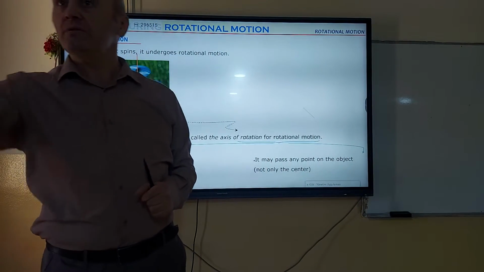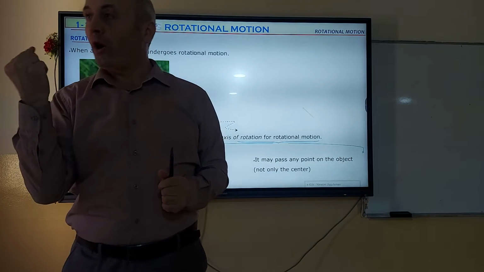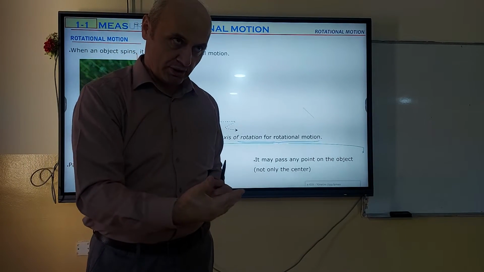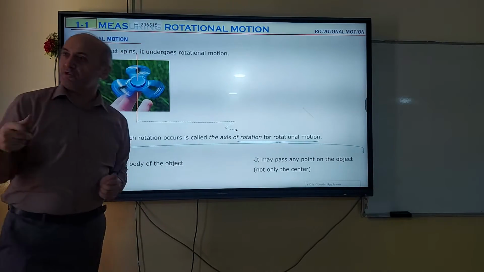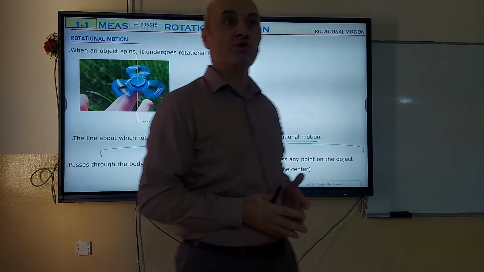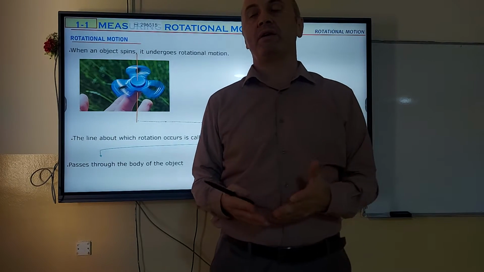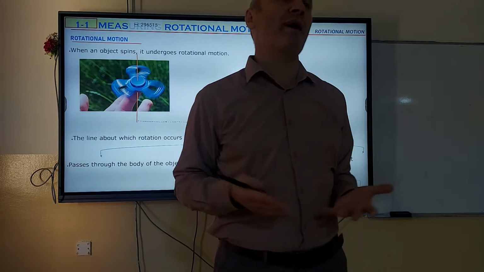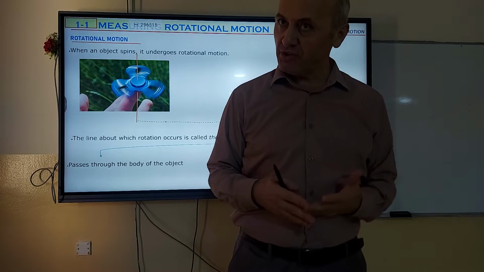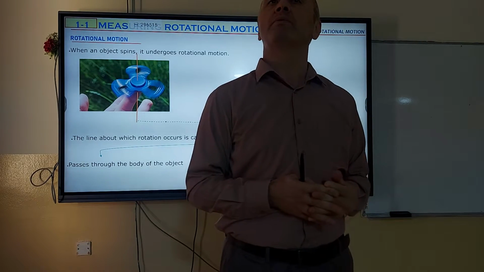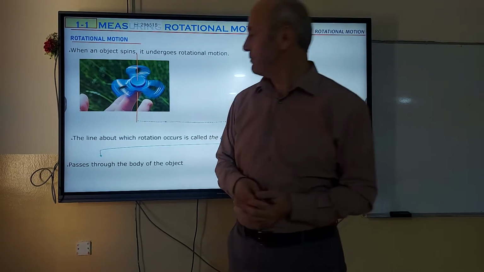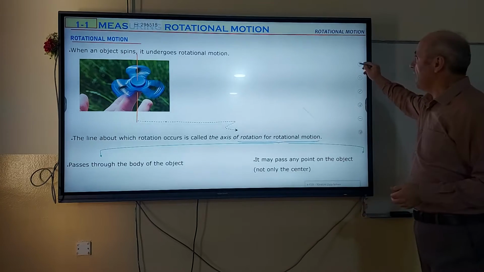In circular motion, the axis of rotation will pass through the center of the circle. So the axis of rotation of the circular motion passes through the center of the circle, but for rotational motion, we cannot be precise about this. It can pass through any point about which the object rotates. Generally, that point is from where you are going to fix this object.